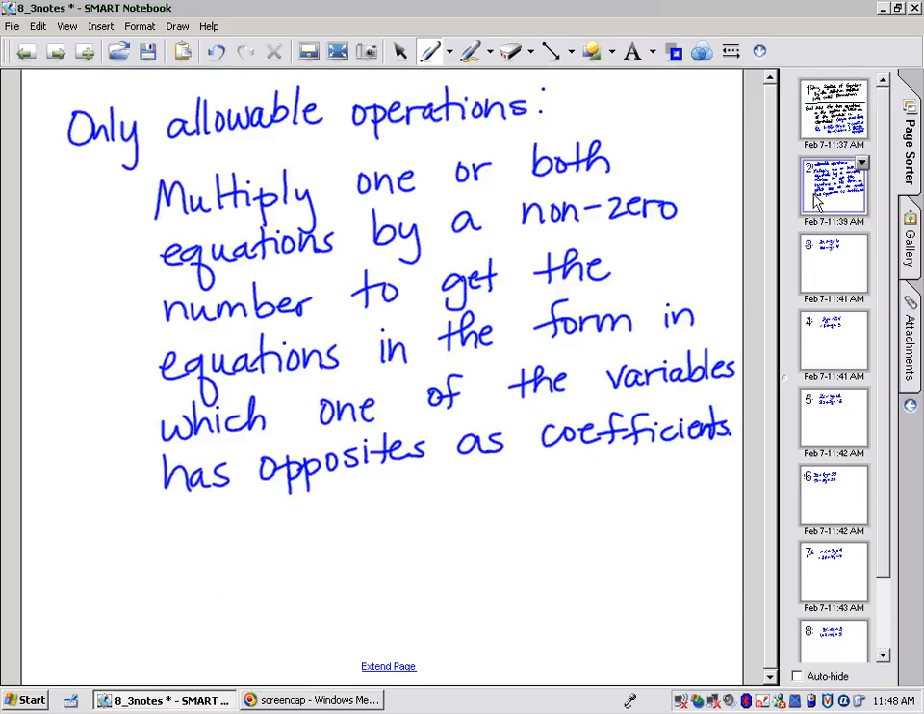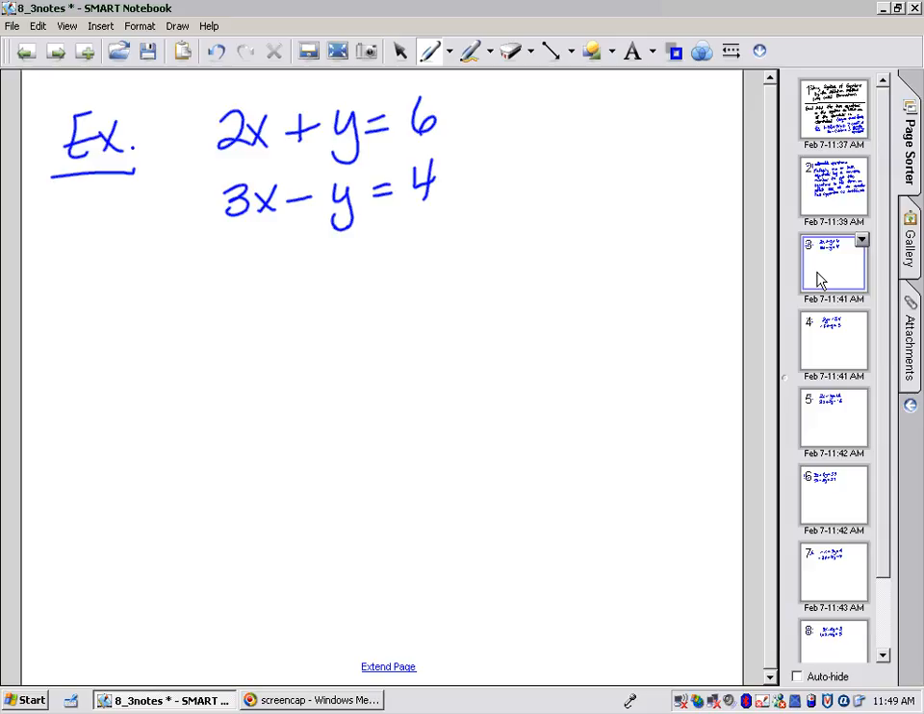Sometimes you will be given that form in the system. If not, your only allowable operation is that you can multiply one or both of the equations in the system by a non-zero number to get the equations in the form in which one of the variables has opposites as coefficients. It's not as hard as it sounds. So let me show you some examples.